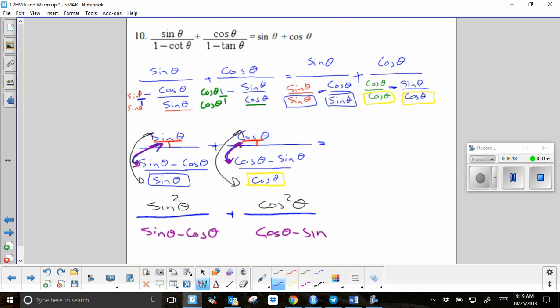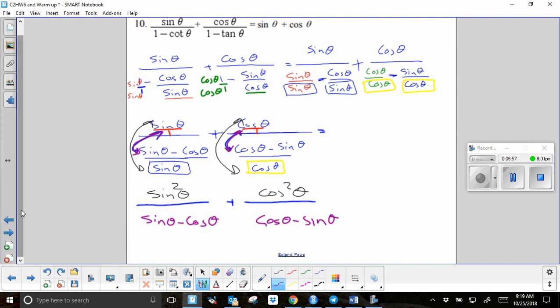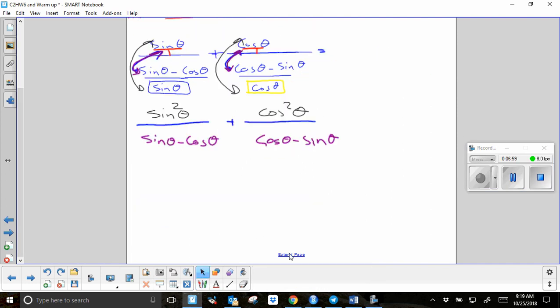Now, there is an algebra trick for the next line. I'm going to pause the video, let you copy it, and then I'm going to come back and explain how I will be making the bottom of these two fractions the same. So, look at the bottom. One of them is cosine minus sine. One of them is sine minus cosine. Are they the same? If they were addition, sine plus cosine is the same as cosine plus sine. But if you're subtracting, that's not the case.